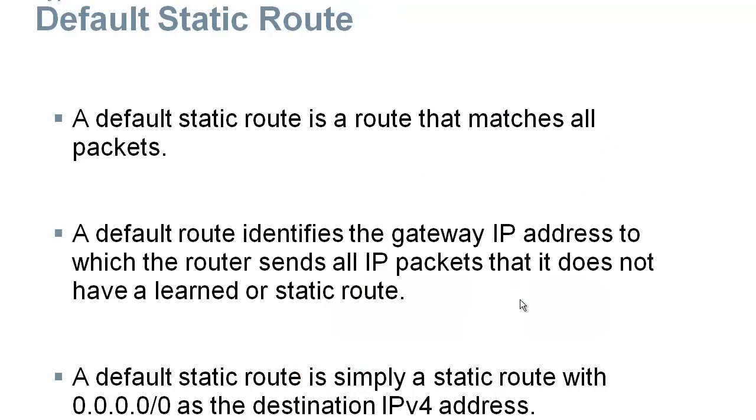So, default static route. A default static route is sometimes called a quad zero. A default static route is placed at the bottom of the routing table and it catches everything. Basically, if there's no route in the routing table for it to go, it then catches the default route, because the default route says, hey, nothing has to match, and I'll work with you.